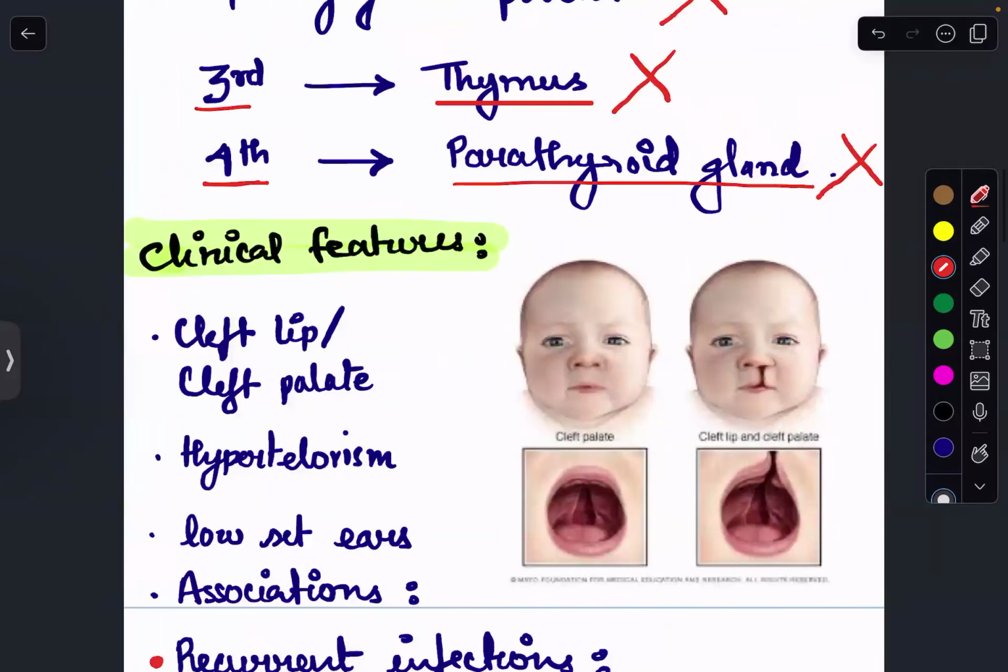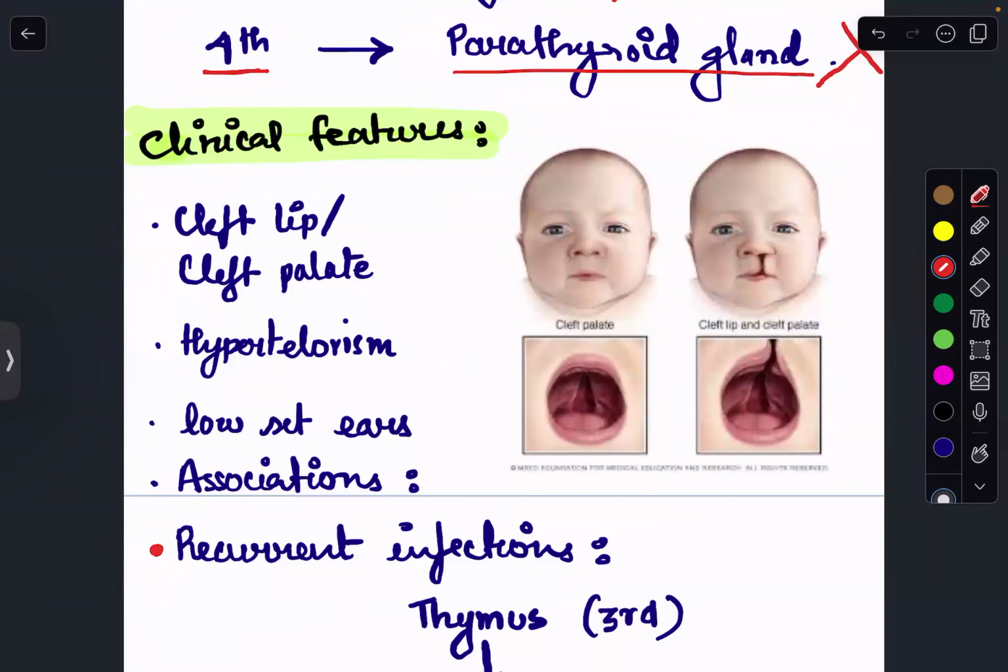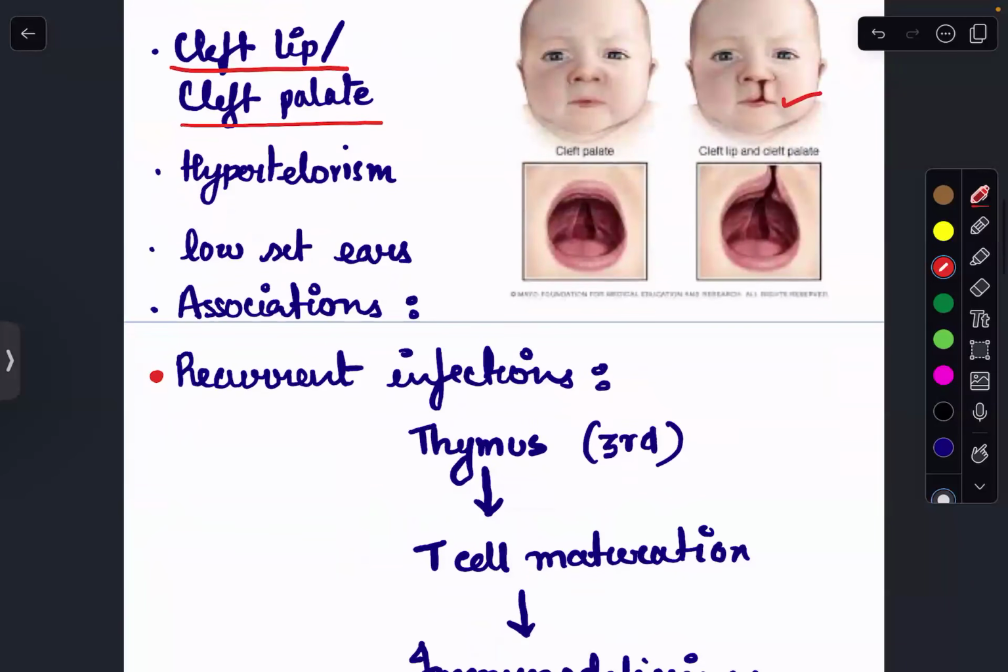Now let us see how a child with DiGeorge syndrome will present to us. That is, what are the clinical features, what are the signs and symptoms. So they do have some dysmorphic facial features, which are, you can see, cleft lip, cleft palate. So they commonly present with cleft lip, cleft palate. There are usually small eyes with hypertelorism, low set ears, small face as well. These are the commonest findings.